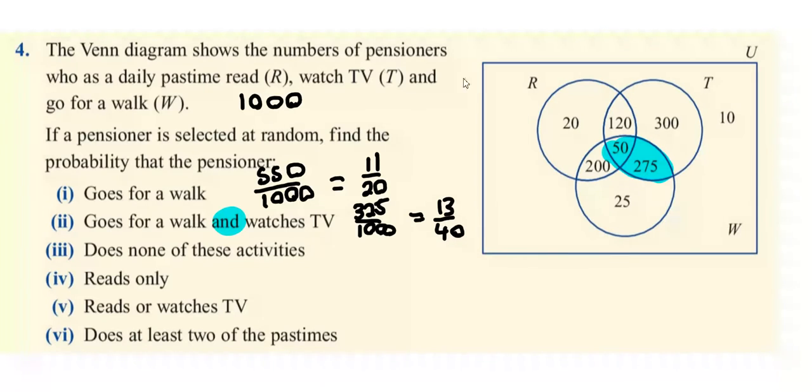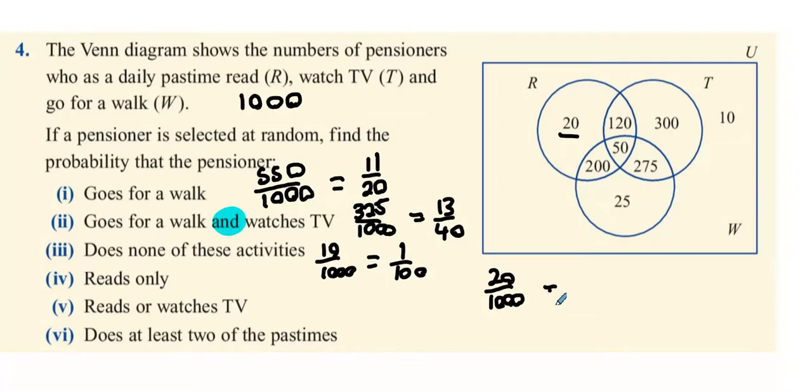Does none of these activities? 10 out of how many? 1 over 100. No bother. Okay, reads only. 20 over 1,000, which is? Awesome.